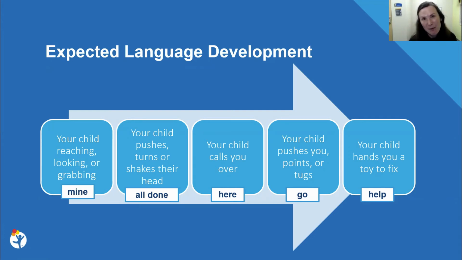As they continue to develop around 24 to 36 months, we see directing really coming in, if not earlier, maybe even closer to 18 months. So your child pushes you, points or tugs and says, go. And then your child may hand you a toy or object to fix and say, help.